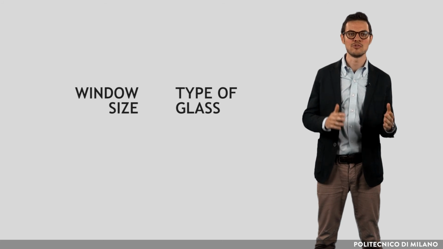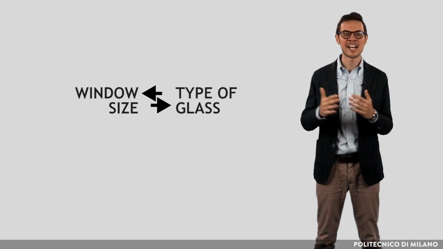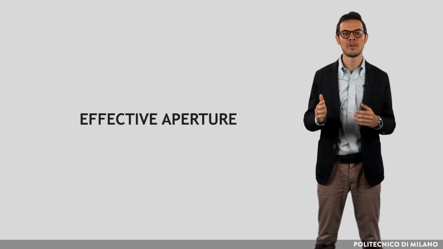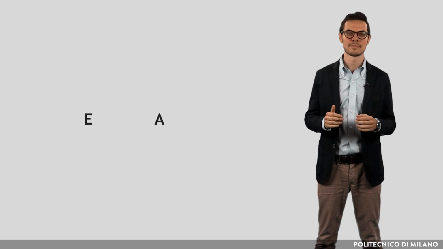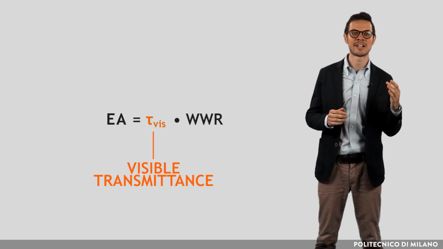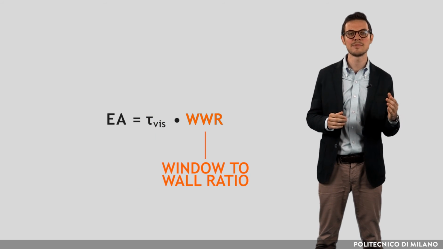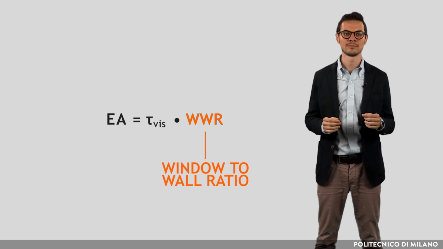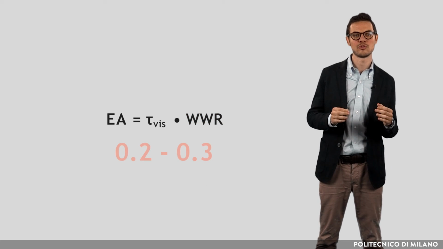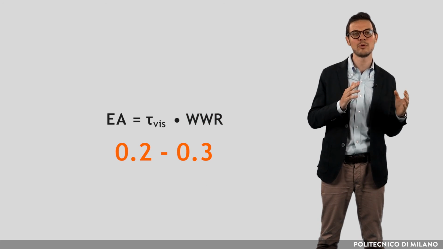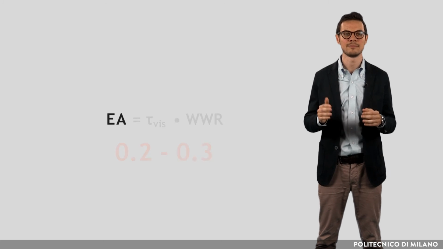Window size and choice of glass are interrelated factors. For this reason, designers have to keep in mind when sizing a window the concept of effective aperture, evaluated as the visible transmittance of the window times the window to wall ratio. A good effective aperture value ranges from 0.2 to 0.3.